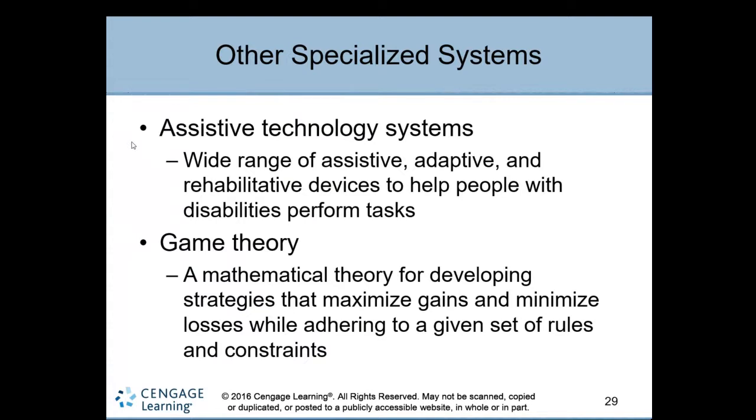Specialized systems are used for specific purposes, like assistive technology systems, which are mostly used by people with physical disabilities, who are physically handicapped, such as those who can't walk, have lost their hands, or can't see, or are mute or deaf, right? These kinds of technologies assist physically disabled people to perform tasks, like a wide range of assistive, adaptive, and rehabilitative devices to help people with disabilities to perform tasks.